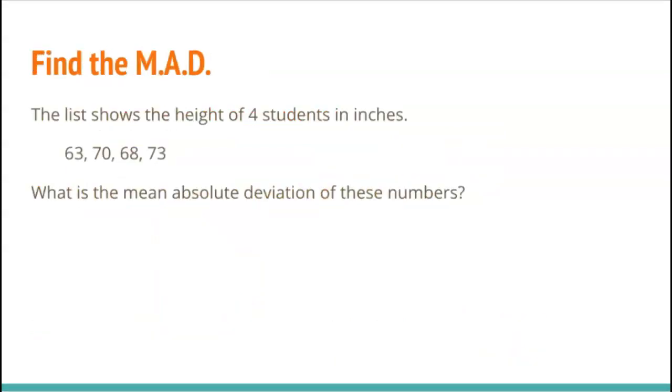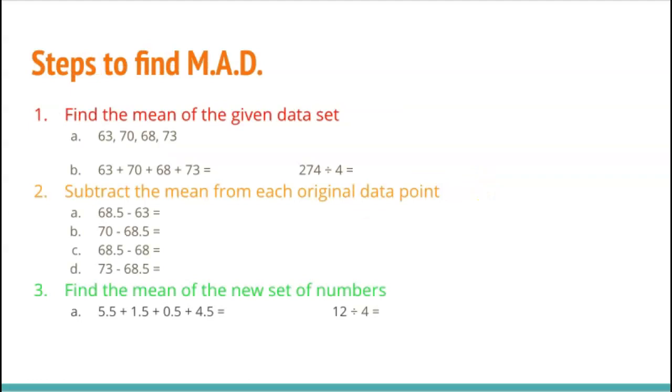All right, let's look at another example. The list shows the height of 4 students in inches: 63, 70, 68, and 73. What is the mean absolute deviation of these numbers? So step 1, I need to find the mean of the given data set. Here's our set of numbers.